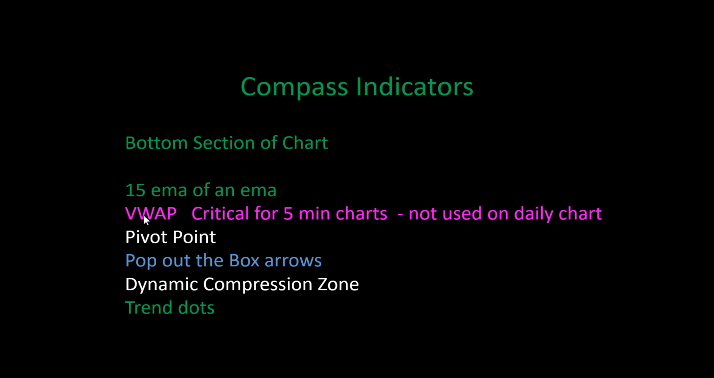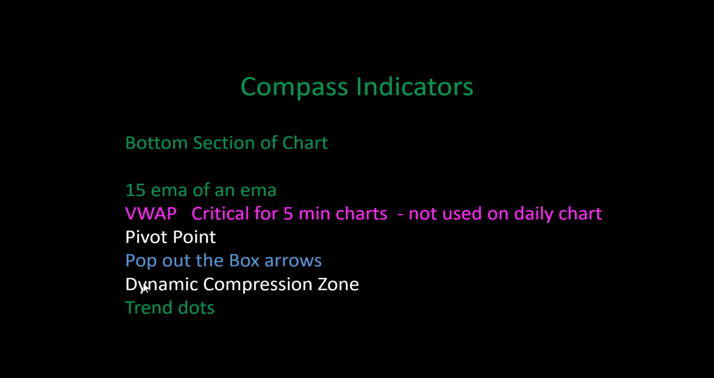And it's pink on my layout. That's why I've got this thing in pink. We also look at a pivot point. We have an individual pivot point that's a white line on the Compass system that we use. We also have what are called pop out of the box arrows, pop signals, and these identify breaks of compression, to the upside or to the downside.